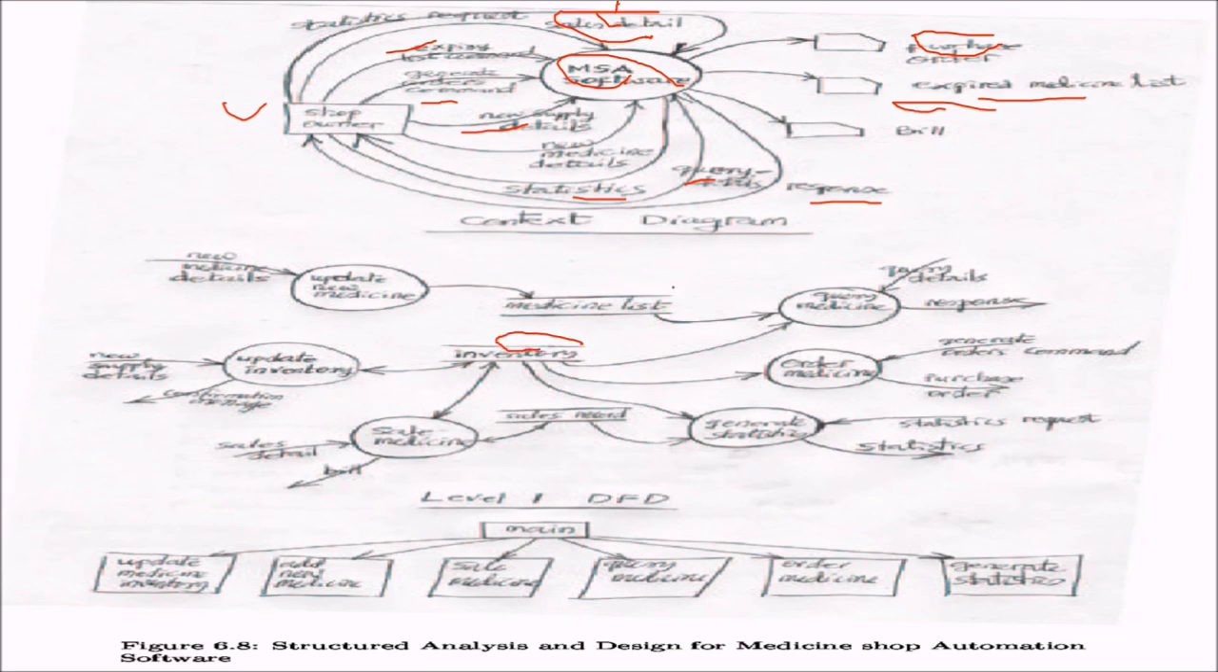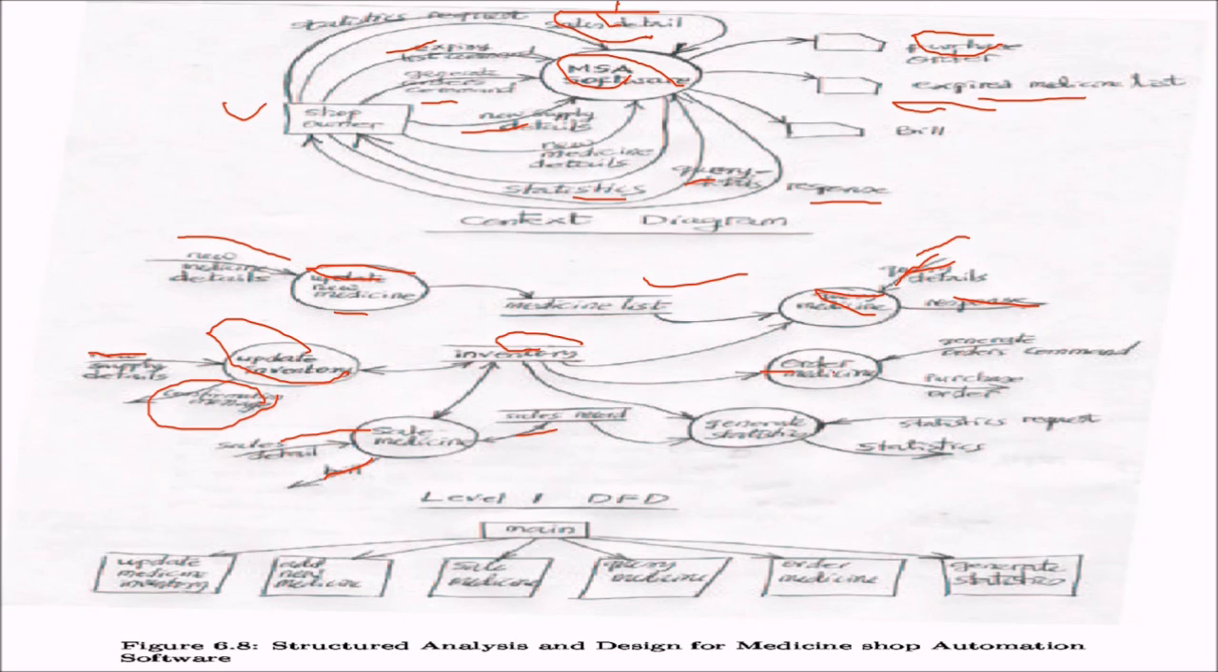This is the inventory. This is the medical list. This is the sales. So sales detail can be requested. Bill can be generated. New medicine detail can be placed, and this can be updated as a new medicine. Updating the inventory, that is new supply is coming. So the list can be taken here. Then querying the medicine. So query we can get the response from the query detail.